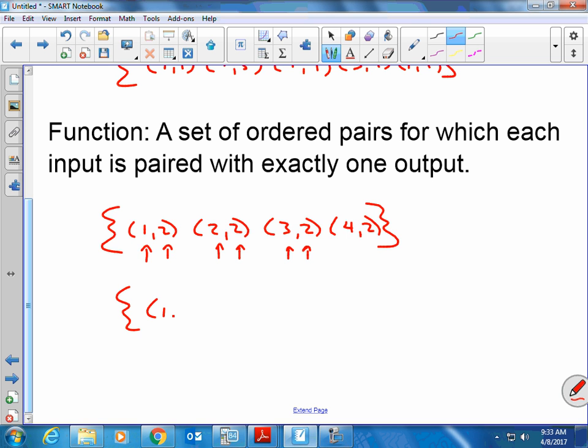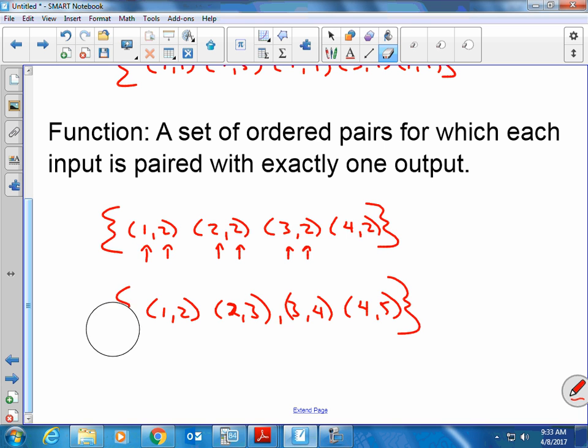What's this one? Is that a function? Look at each input. When the input is 1, the output is 2. When the input is 2, the output is 3. Each input is paired with exactly one output. That's a function.